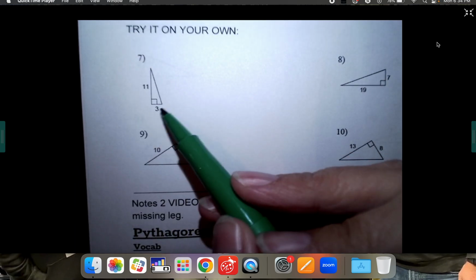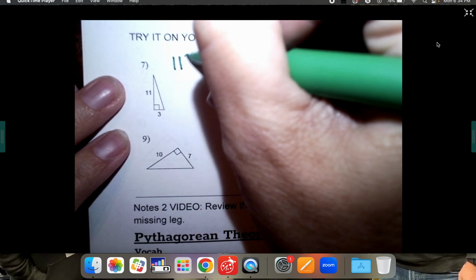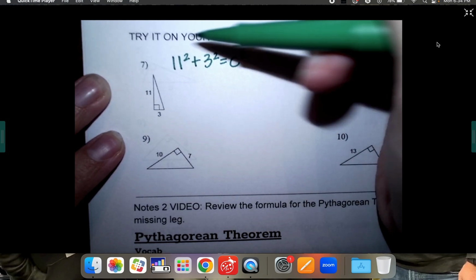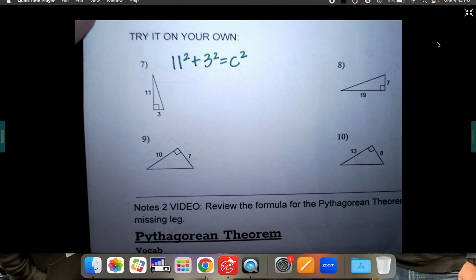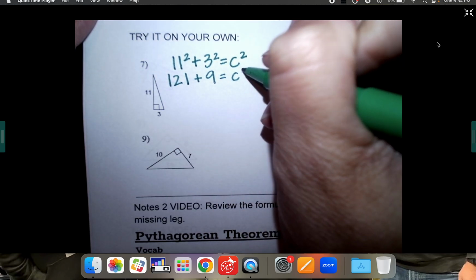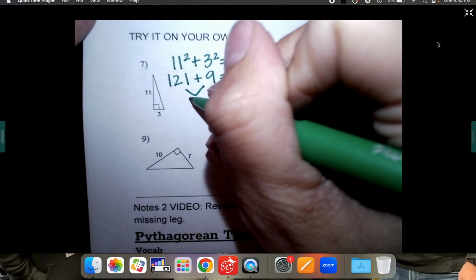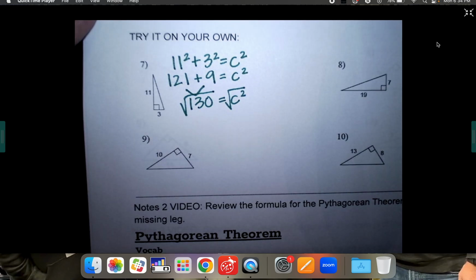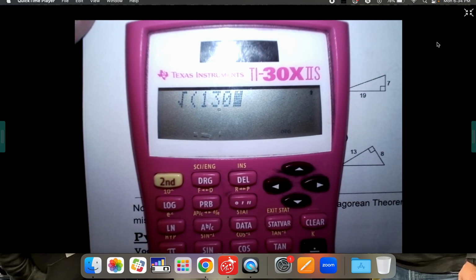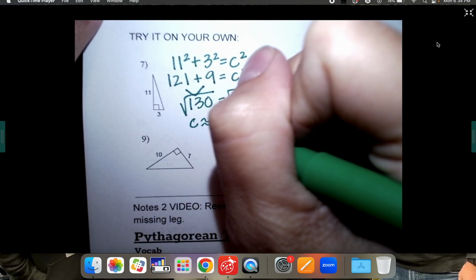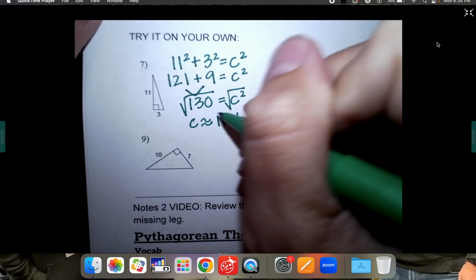If the legs are 11 and 3, doesn't matter if you put 11 first or 3 first, you're going to get the same answer, but make sure you plug them in somehow for A and B or B and A. 11 squared is 121. 3 squared is 9. When I add 121 plus 9, I get 130. Then I take the square root of 130. And if I'm going too fast for you, please replay this or pause it. 11.4. So C is about 11.4.